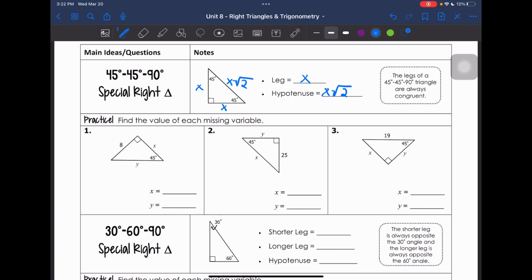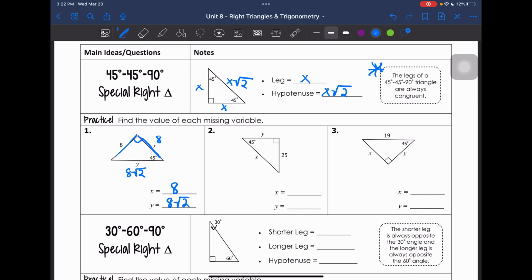Like in number 1, it just says to find the value of each missing variable, we need to find x and y. So something to keep in mind is that the legs of a 45, 45, 90 triangle are always congruent. So here we can see that one of the legs is 8, so the other leg also has to be 8. So let's go ahead and call that 8. Then the y is just whatever your x was and root 2. So it would be 8 root 2.